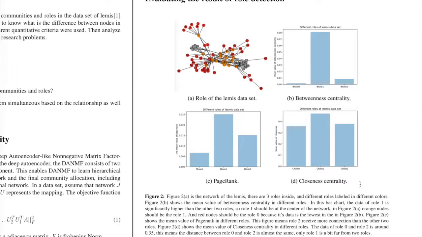For closeness centrality, we can find that role 0 and role 2 are close together. Only role 1 is a little bit far.